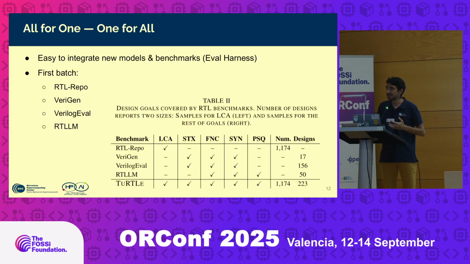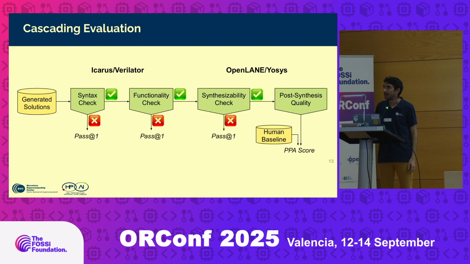So we implemented this under a single umbrella, which is based on eval harness, which is the current standard in the community. We took 4 benchmarks that were already released, and we integrated them. We expanded them to cover all the categories that I just presented. As you can see, each individual benchmark is pretty small on its own. Even ours, which is an aggregation, is still quite small: 200 samples for syntax, functionality, synthesis, and post-synthesis, and 1,000 for single line completion. So it still needs to grow.